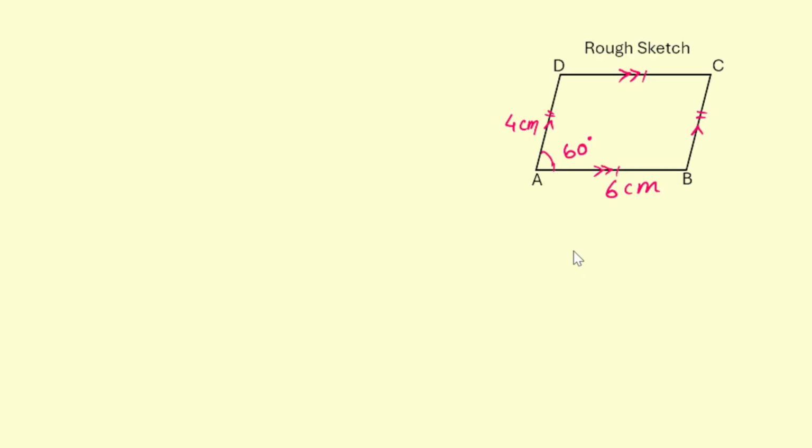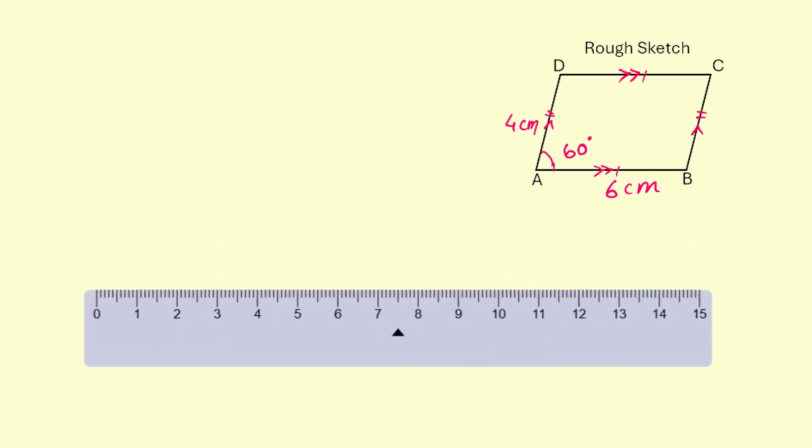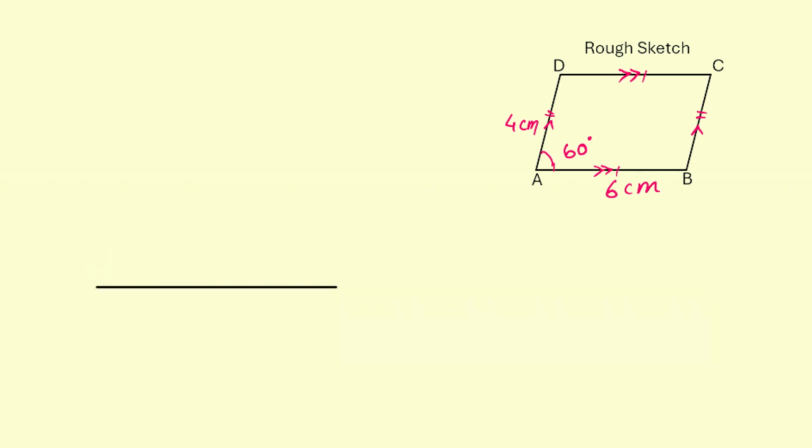Children, let's start the construction. During the construction process, the rough sketch is our guiding diagram. We follow the rough sketch. I'll start from line segment AB, whose length is 6 cm. Let me make 6 cm by using my ruler and pencil. This is line segment AB.